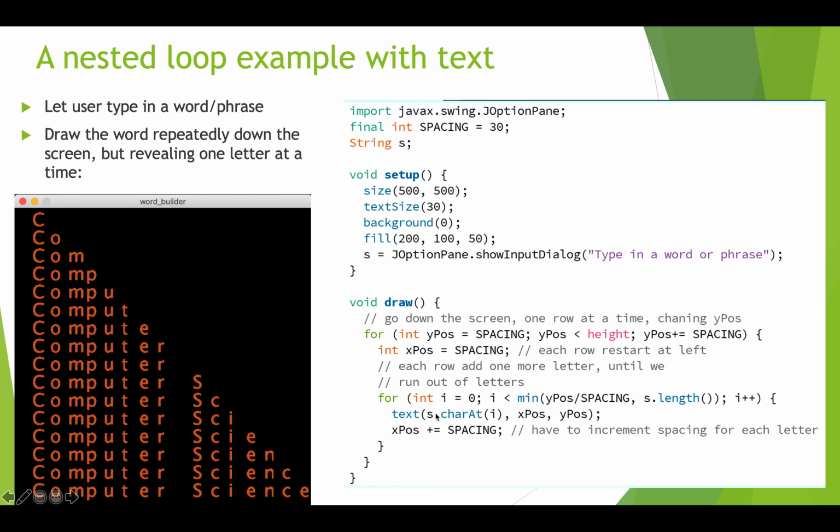Then we're going to get the character at this iterating variable I, and print it out at X position and Y position. Because we don't have two for loops iterating X and Y, we've only got the for loop that iterates Y position, we actually have to do the X position incrementation here. So we're taking the min of the Y position divided by the spacing or the length of the string, and that allows us to get only a little bit of the string each time, so that we don't show the whole string each time we move down the canvas.